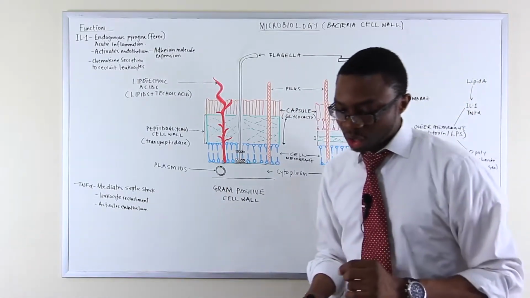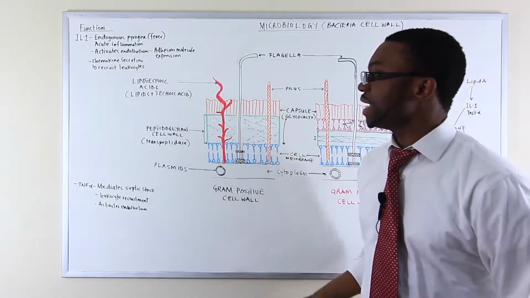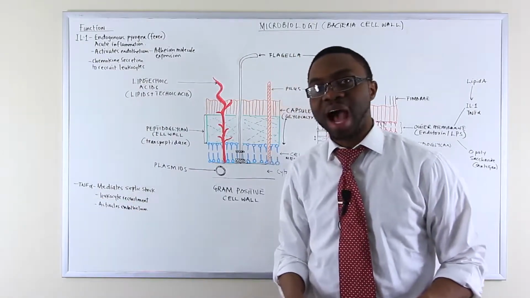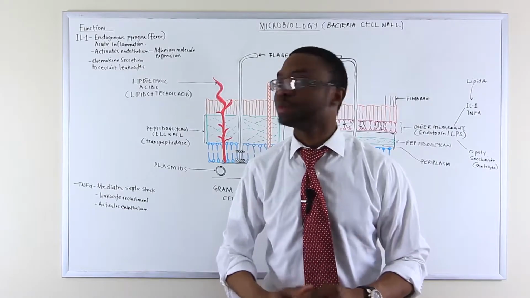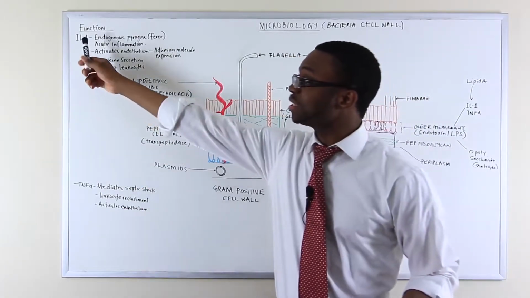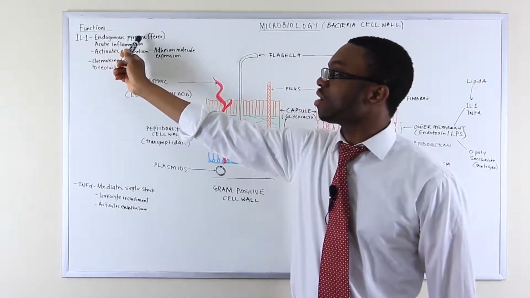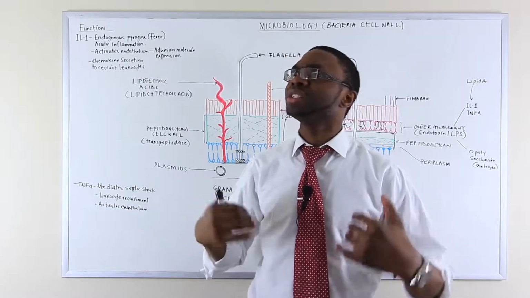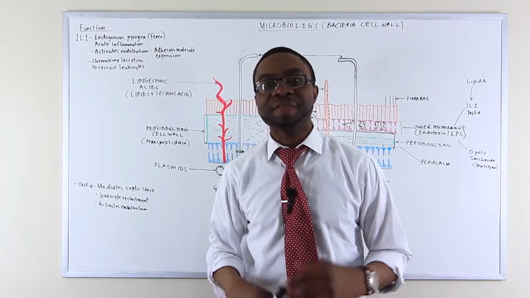But also, it induces the production of interleukin-1 and tumor necrosis factor alpha. Wait a minute, what's that? That's new. Yeah, that's true. Now, what is interleukin-1? Well, interleukin-1, its function is it causes endogenous pyrogen. What does that mean? Endogenous, inside my body. Pyro means fever. That means it's a fever inducer.